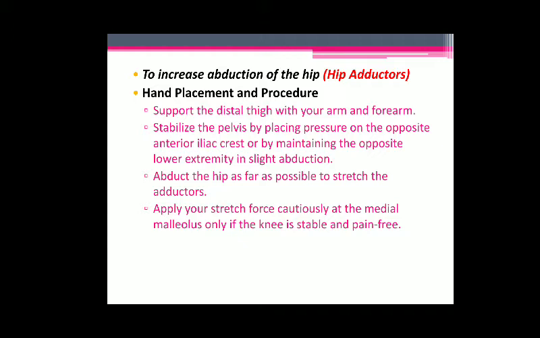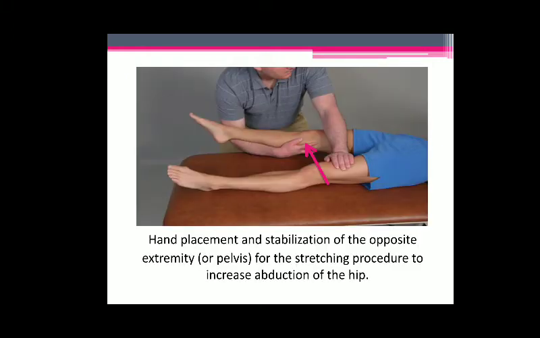If the knee is not stable or is having pain, then we have to change our point of contact proximally, as shown in this figure. We can keep our hand proximal to the knee joint and apply the stretch force towards abduction.